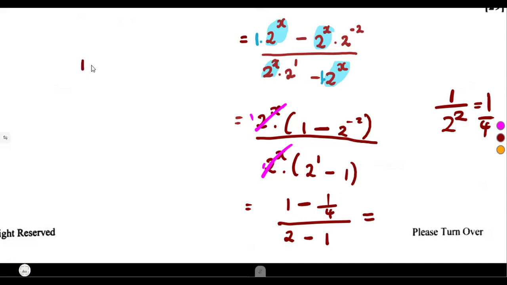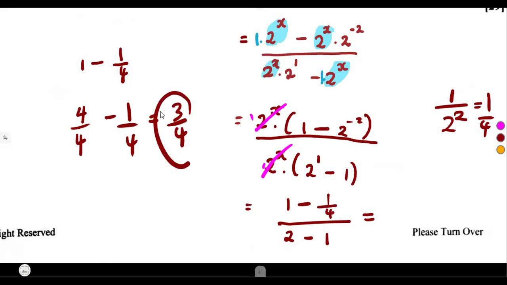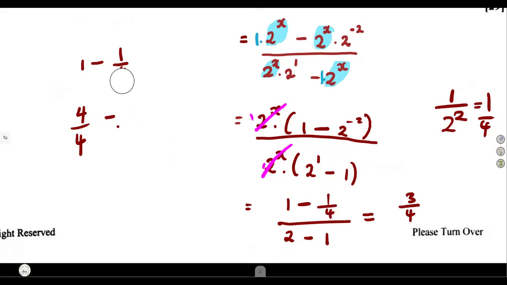Some of you guys are saying, let me subtract it properly. Do not use a calculator. All right, 1 as a fraction with a denominator of 4 is the same as what? 4 over 4 minus 1 over 4. Because the denominators are the same, we can subtract the numerators, 4 minus 1, which is simply going to give us 3 over that same denominator, which is 4. So it's going to be 3 over 4. So this is what we're going to have from the numerator: 3 over 4. But everything is over what?